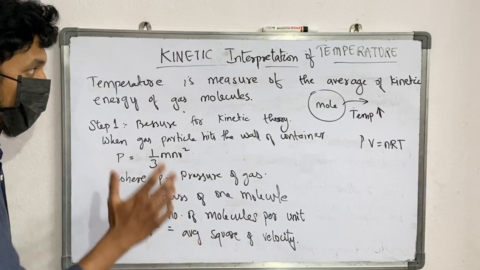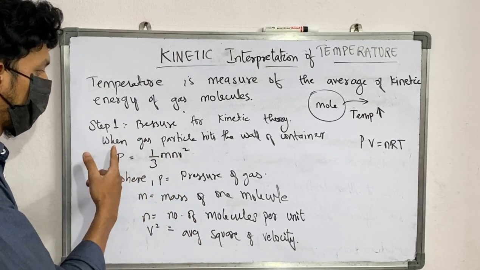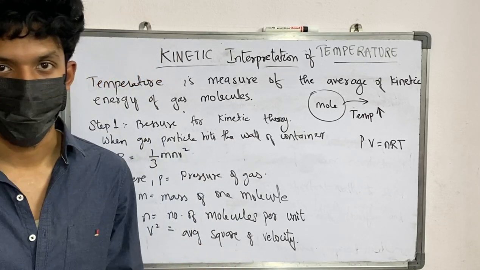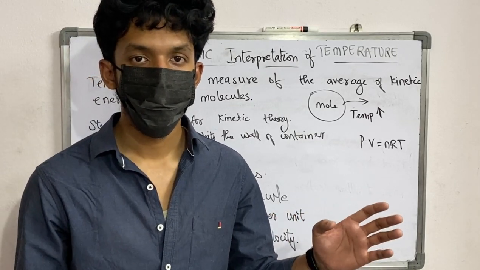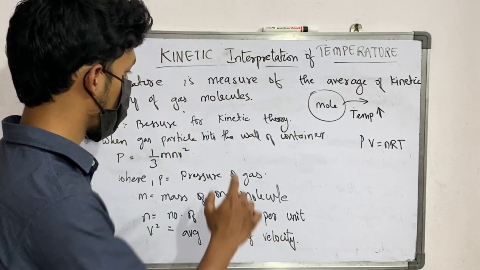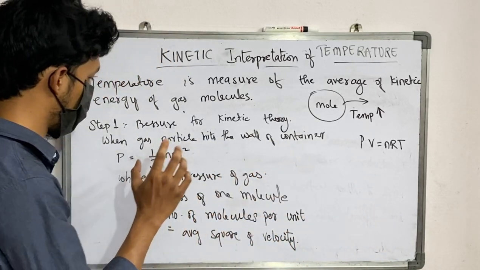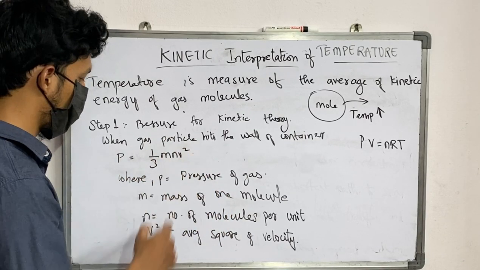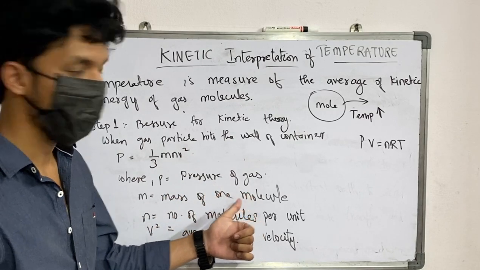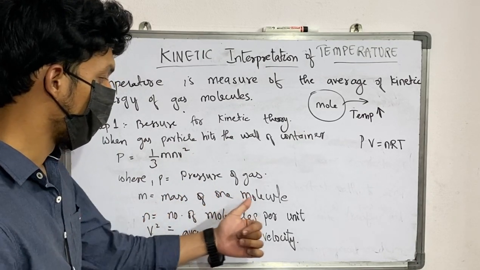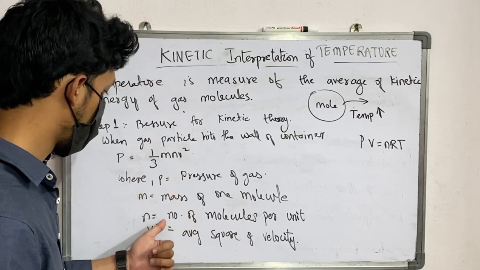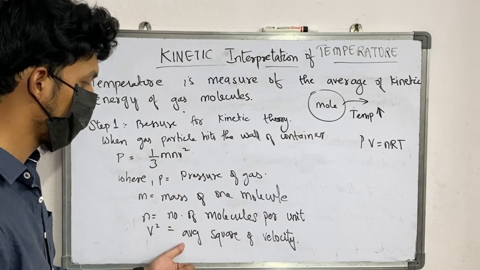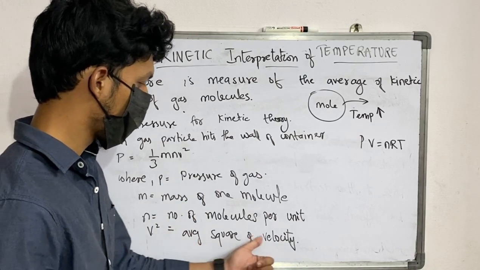So, in this derivation, firstly we need to take step 1 as pressure for the kinetic energy. When the particles move faster, they collide with the walls of the container. So it collides with the walls of the container, and the pressure formula is used as P is equal to 1 by 3 mnv square, where P is the pressure of the gas, m is the mass of one molecule, small n is the number of molecules per unit volume, and v square is the average square of velocities.